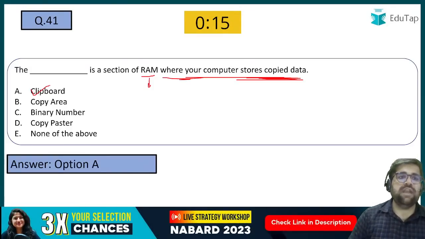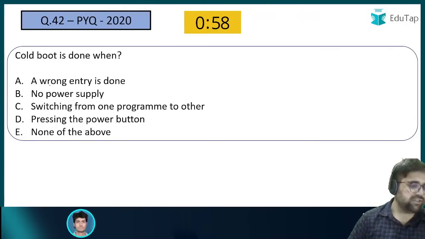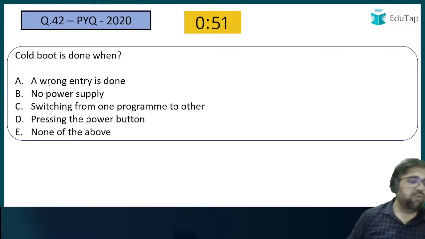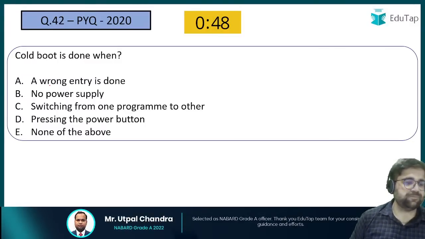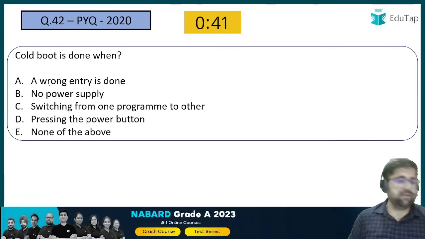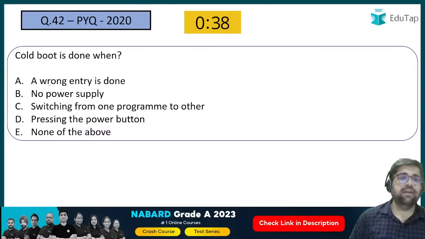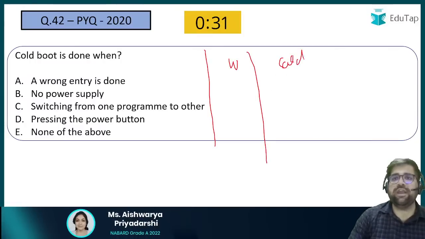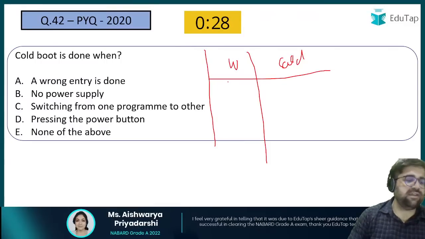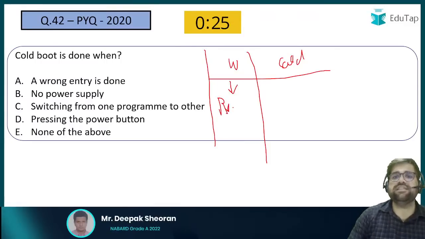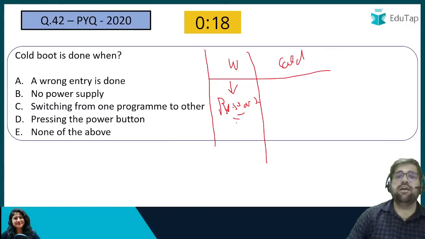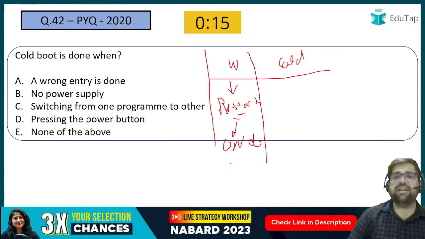Very good. Now I'm moving to question number 42, which is a previous year question. Let's see who will give me the right answer. Shubham is going on a very fast track. He is saying D. Now tell me how many types of booting are there. I hope you remember there is warm booting and there is cold booting. Under warm booting, an example is restart. Restart means that your computer is on and you are going on again. So it is said as on to on. That is your warm booting.